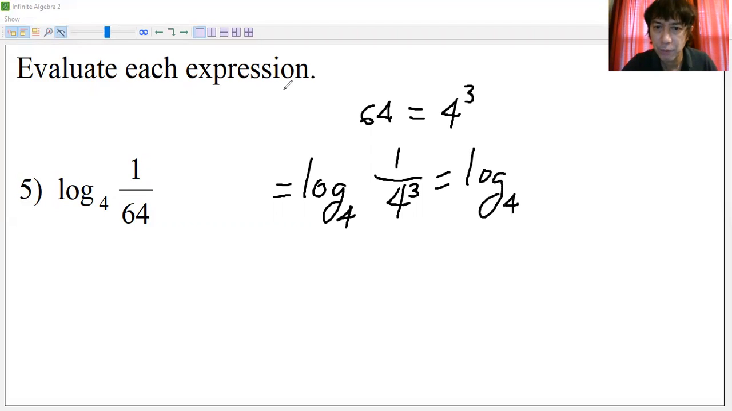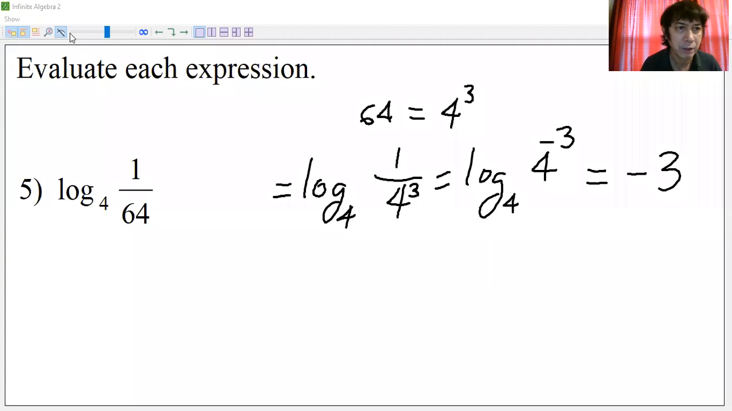So you can just write this log to the base 4. We have 4 to the -3. And now you can see the answer already by the property that we are using. And that should be the -3. And we can verify the answer right now. There. And you see the answer, -3. You can see the red number on the screen, and that confirms that our answer is correct.